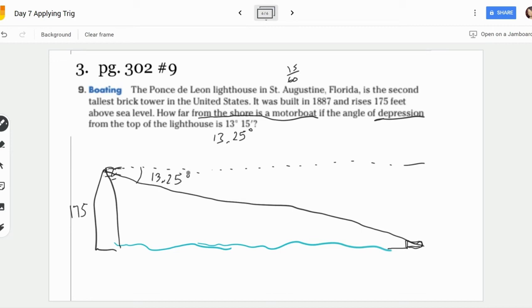We are looking for how far from the shore the motorboat is, so we're looking for this distance. Here's the shore, where the lighthouse resides, and the motorboat's way out here. But the angle we have is not even inside the triangle. So what we need to do is recall two things.